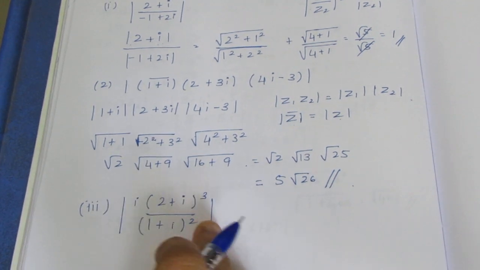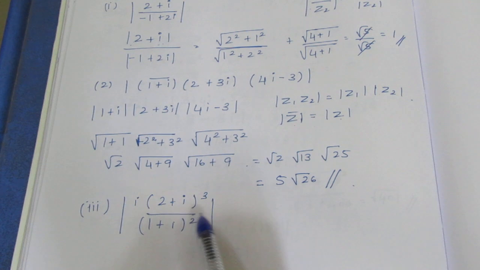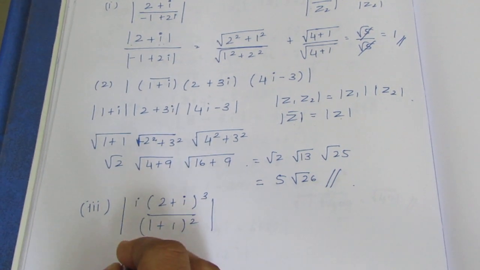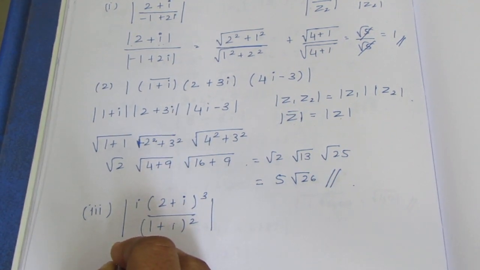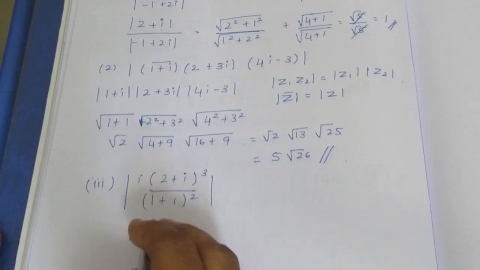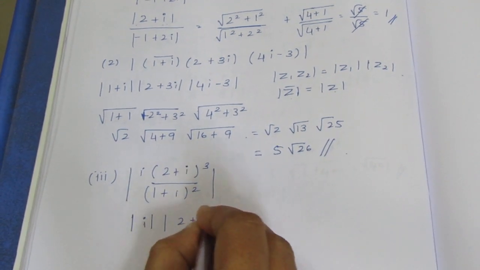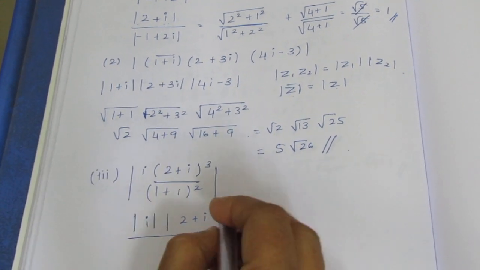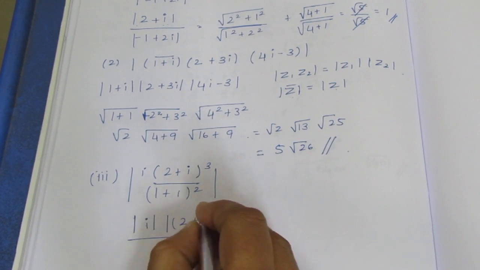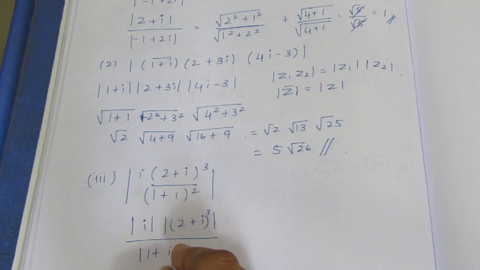So this is a division. We will divide the modulus: the modulus of i into (2 plus i) the whole cube, by (1 plus i) the whole square.